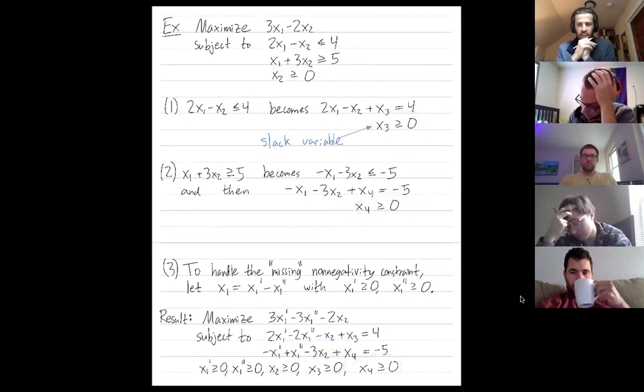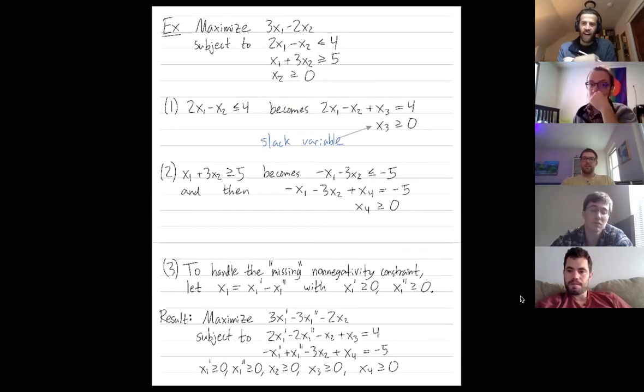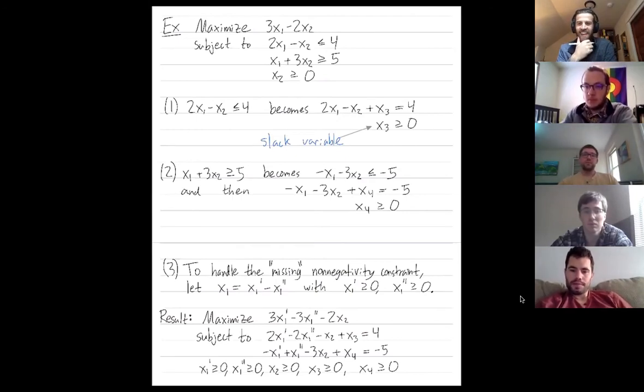Is there a specific name for the variables x1 prime and x1 double prime? Are they slack variables? I would not call those slack variables. I don't know a name for them. Does anybody know a name? Yeah, I'm not sure, but I would not call them slack variables.